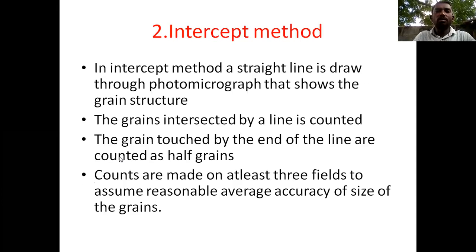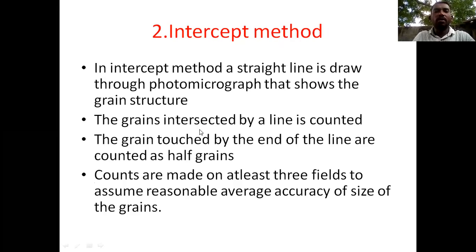Next is the intercept method. In the intercept method, a straight line is drawn. For example, in this method we can draw a straight line through the photomicrograph, which shows some grain structures. So it is called the intercept method.